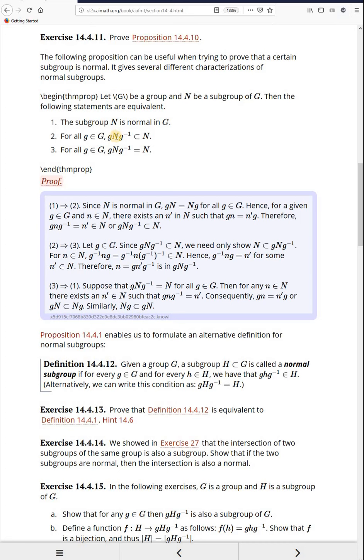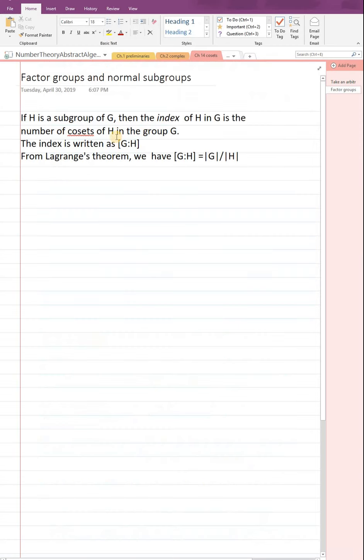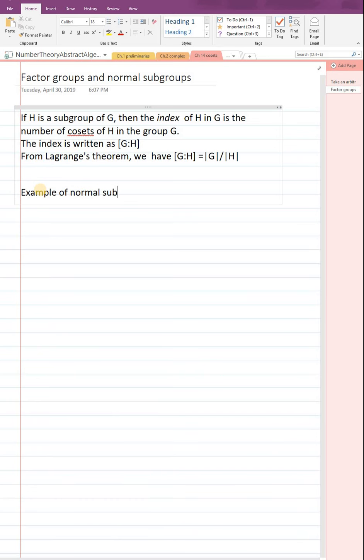let N be the group of rotations, the subgroup of rotations in the dihedral group. So for instance, let's take the square. Let me write this out. So let's do an example of a normal subgroup. Take G equal to D4. So that's the dihedral group, the symmetries of a square.